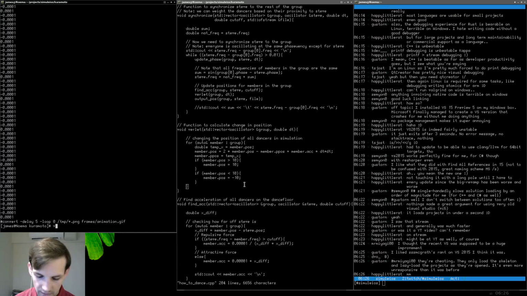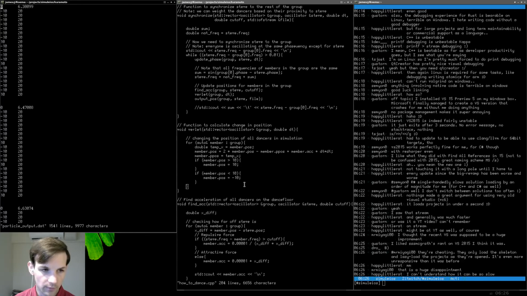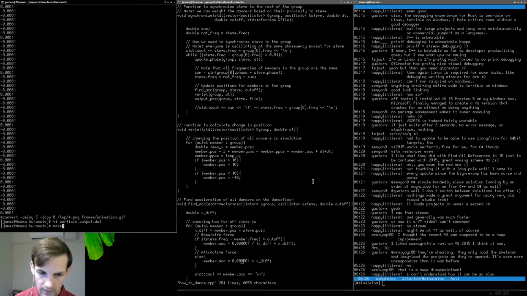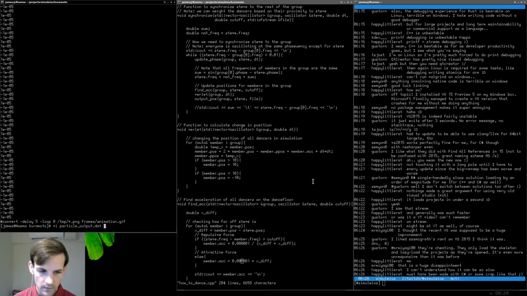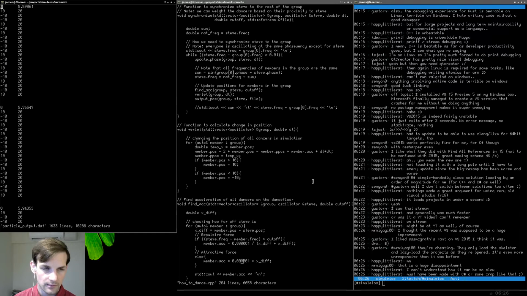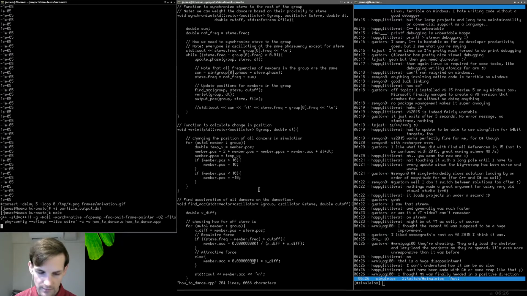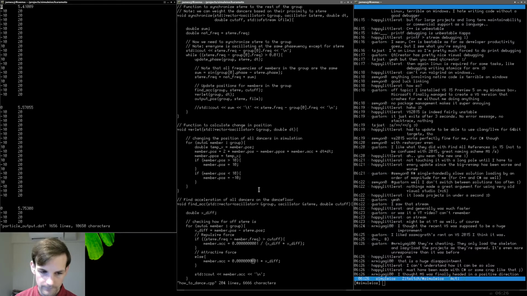Okay, let's go into vi particle output.dat. Let's just keep adding orders of magnitude. I feel like this should still do it. So let's add another one here, another one here. Write this, go over here, write and quit, make. Let's see, particle output.dat. Holy crap, are you kidding me? Let's try this, make. Nope, they are still locked in there.